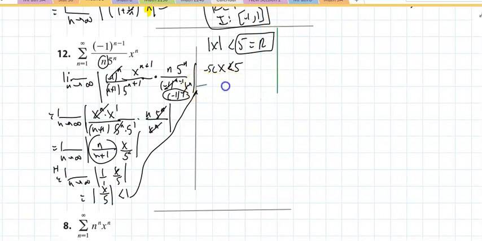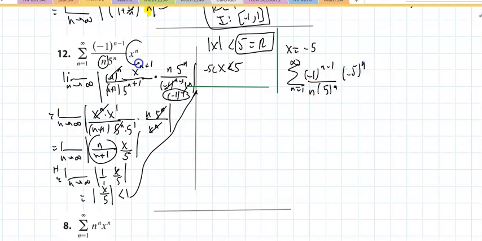So to test the endpoints, I need to take x equal negative 5 and x equal 5 and see what happens. If I take x equal negative 5, I'm looking at the series n equal 1 to infinity, negative 1 to the n minus 1 over n times 5 to the n times negative 5 to the n. Right there, that's the only value that will change.